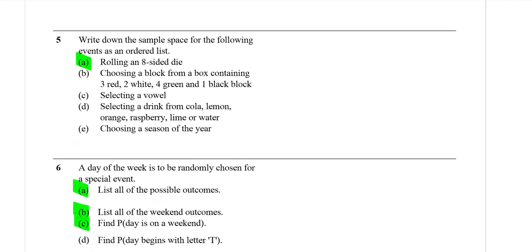Question 5. Write down the sample space for the following as an ordered list. So this is a sample space question again. S for sample space equals big curly brackets. And I want the outcomes when an 8-sided dice is rolled. So let's do them in order: 1, 2, 3, 4, 5, 6, 7, and 8 for the 8 sides, and then close the bracket.